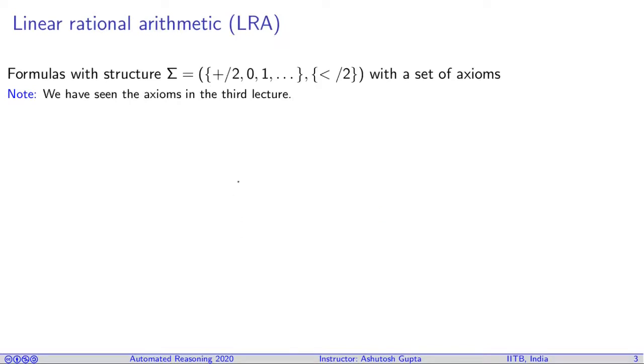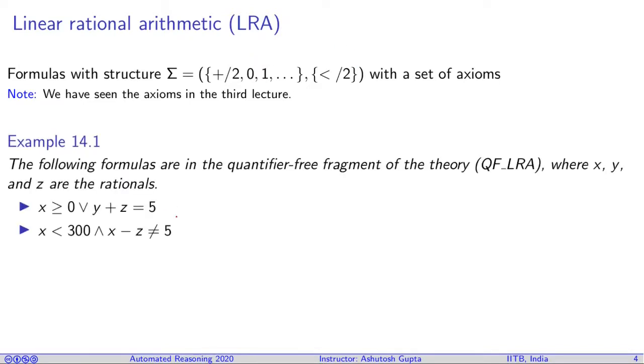So in our theory, we have this signature. We will have a plus sign. You have other symbols like 0, 1, 2, other rational numbers you can write, and you can compare, and you can multiply a constant to a variable. For example, you can have this kind of constraints. They belong to the theory of linear rational arithmetic.